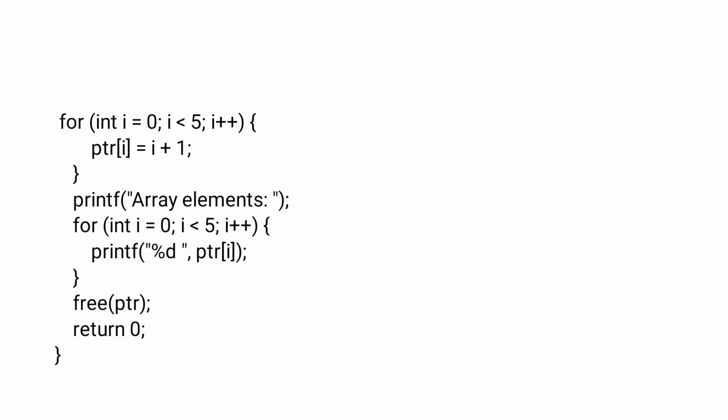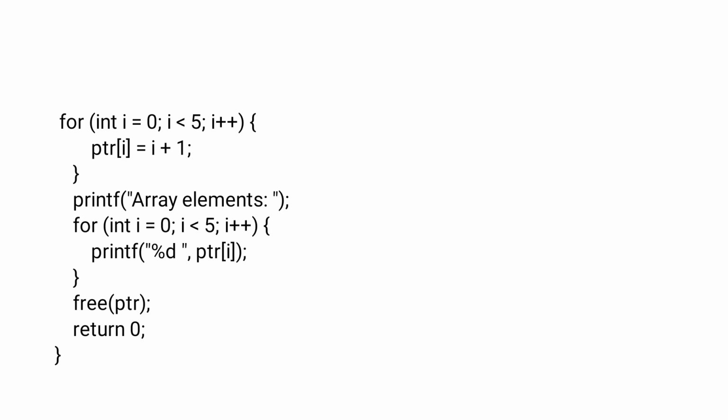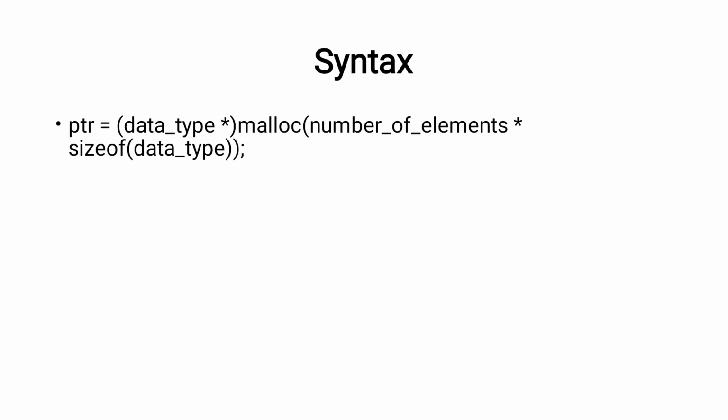So your output will be like this. So I am printing the array elements now. In that I am displaying all the stored values. The stored values are from this for loop, where we are storing the values, the first for loop. So 1, 2, 3, 4, 5 will be displayed. This is all about malloc of dynamic memory allocation.